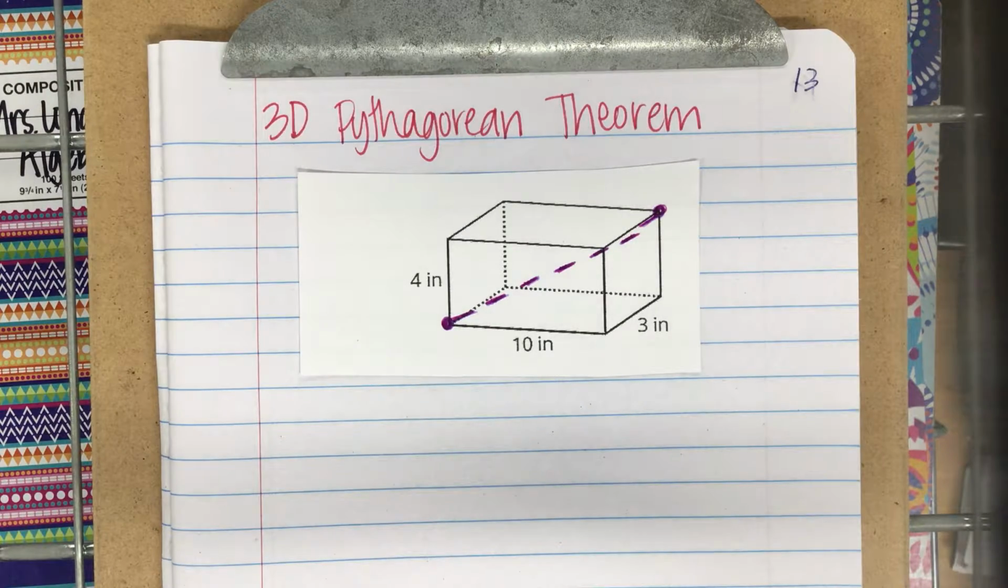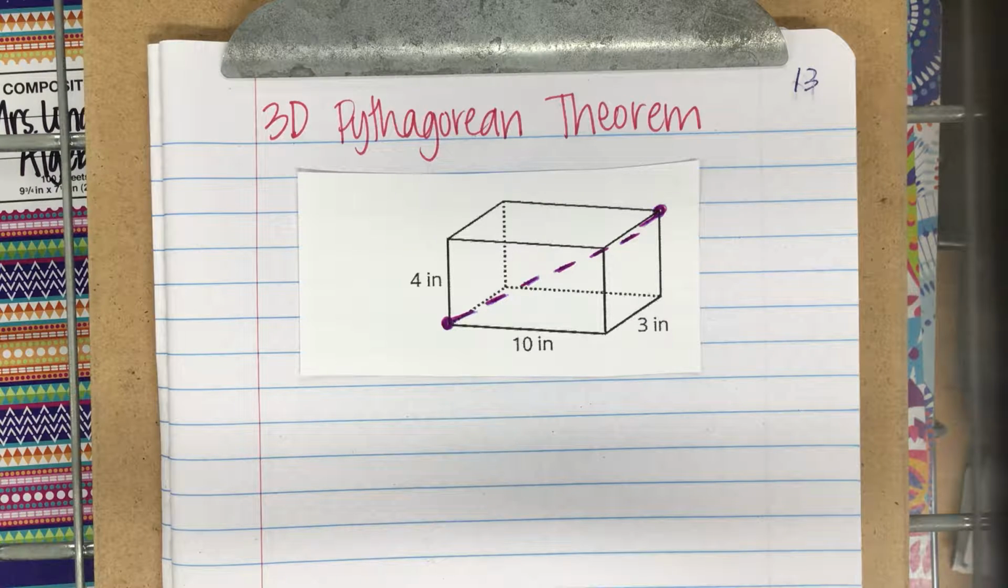Okay, so 3D Pythagorean Theorem. We talked about this. So we have this rectangular prism. It's a box, right? Except it's rectangular. It has 90-degree angles. That's important. Right? It's a rectangular prism.